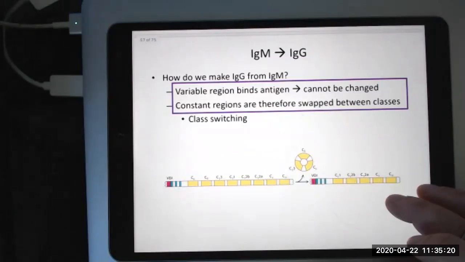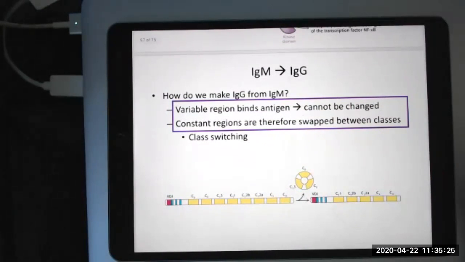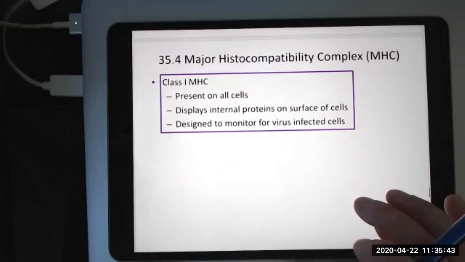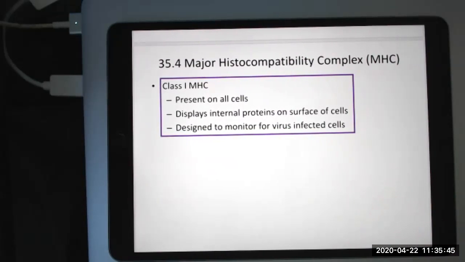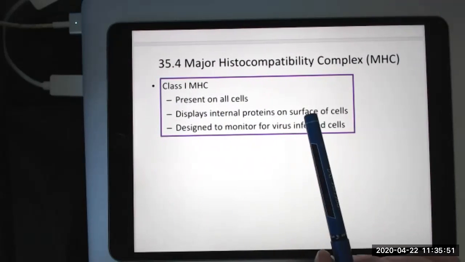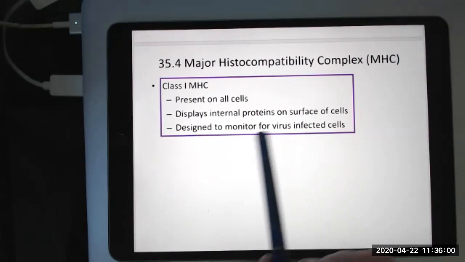So that's how you start for the B cells. A pathogen comes by, binds to it, activates the B cells, and you start making your IgGs. The other way we can do this is using MHCs, the major histocompatibility complexes, and there are two different classes. Class 1 indicates whether or not you are infected, and it displays the internal proteins on the surface.